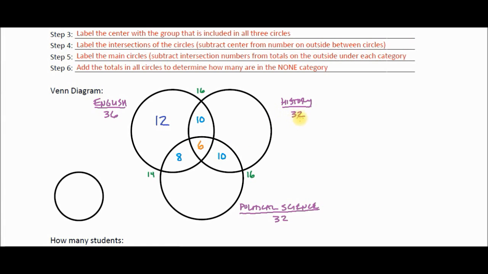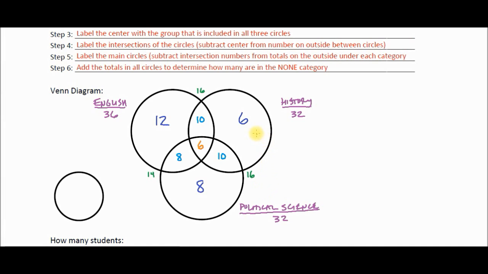All right, history. 32 students are taking history. 10, 10, and 6 are already counted. 10 and 10 is 20. 26 are already counted. That is leaving 6 left over. And political science, 32 taking political science. 10, 8, and 6, those are already counted. 10 and 6 is 16, plus 8 is 24. That is leaving 8 students who are just taking political science.